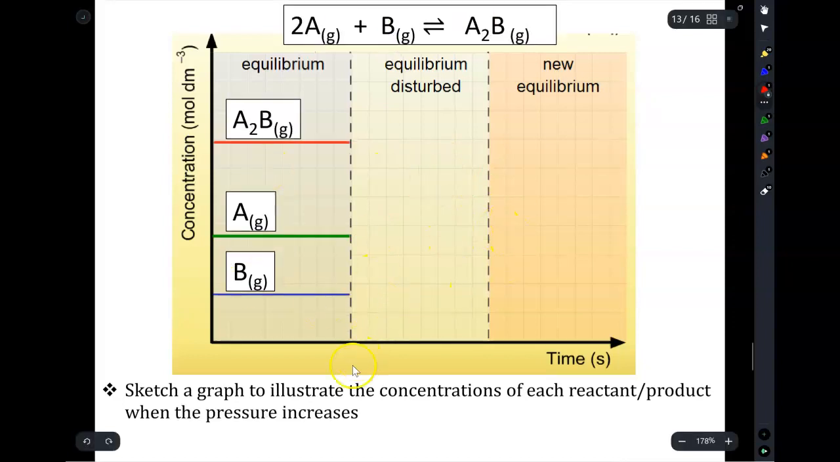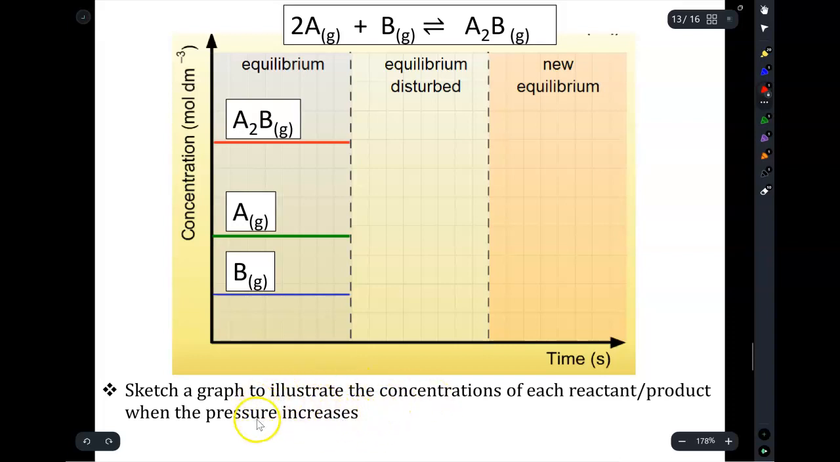In our next scenario, we are increasing the pressure on our system. Unfortunately, the question is not explicit enough. It doesn't mention anything about a volume change. On a test, I'd be a little more explicit. I will mention that, yes, the increase in pressure will affect the volume. But in this case, we're just going to assume that the volume does change.